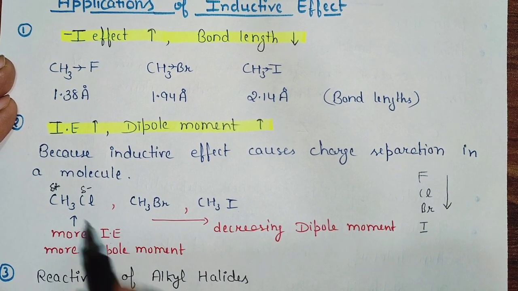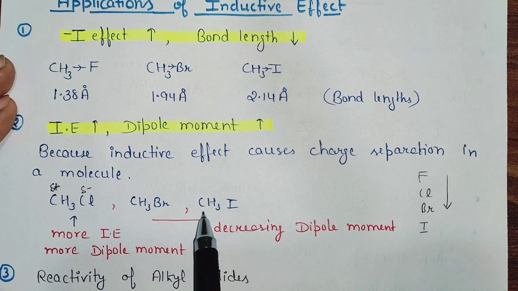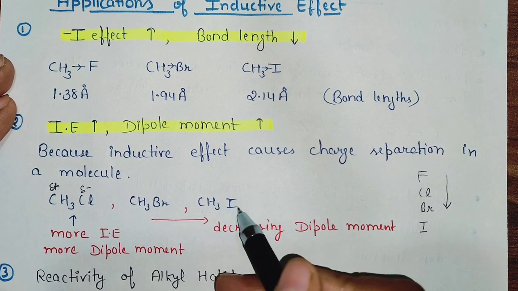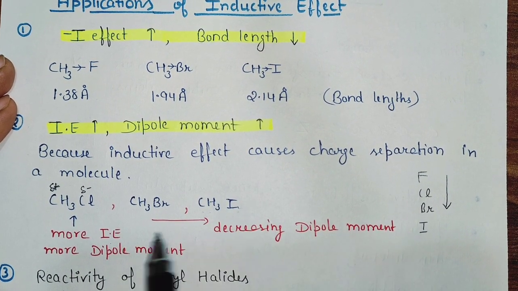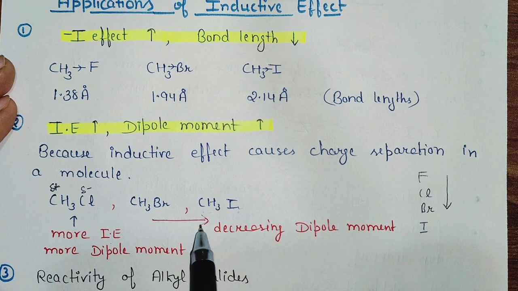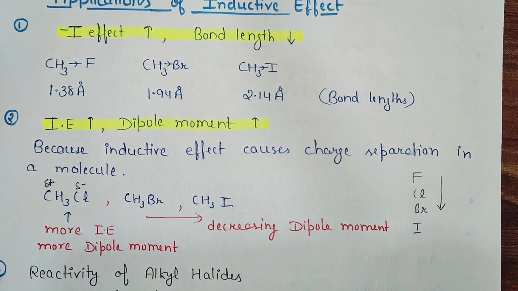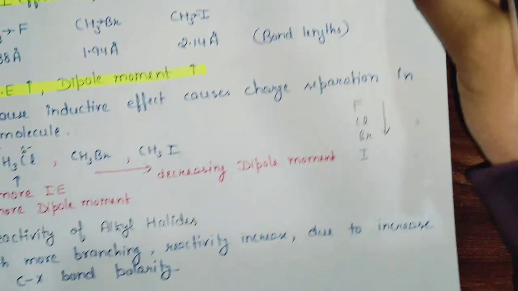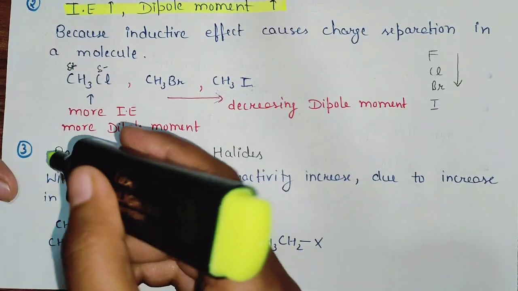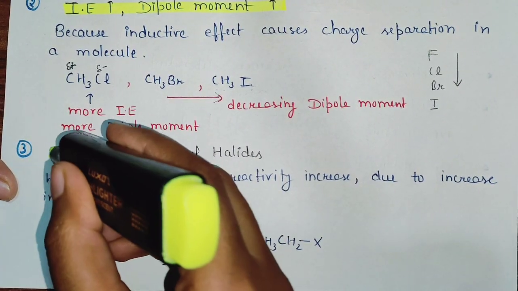and chlorine is electronegative. Okay, so it shows maximum dipole moment. More dipole moment, more inductive effect. And in this, less dipole moment, so less inductive effect. In this order, dipole moment decreases. Okay. Then after that, reactivity of alkyl halides.